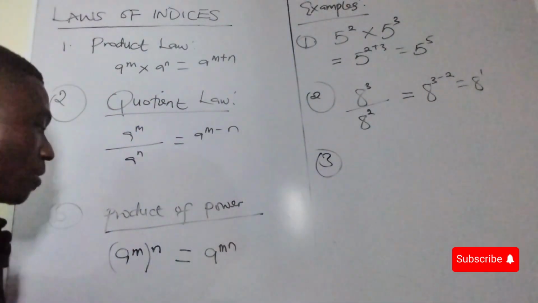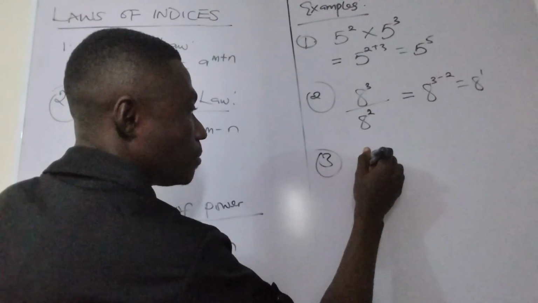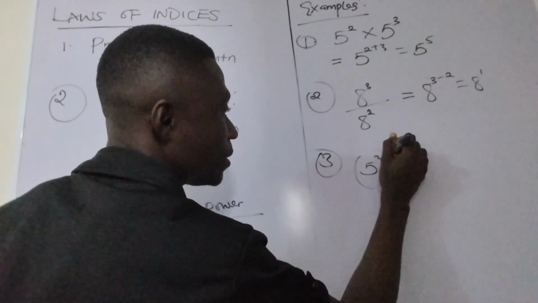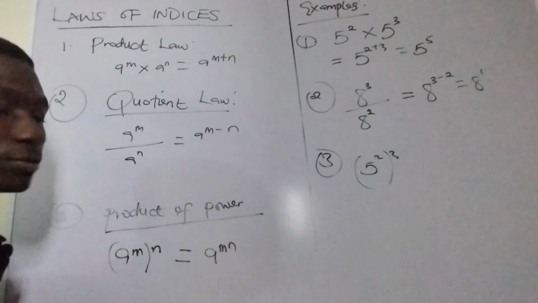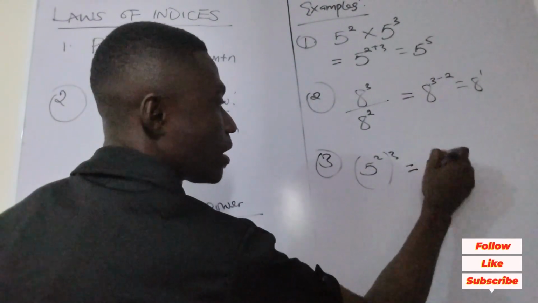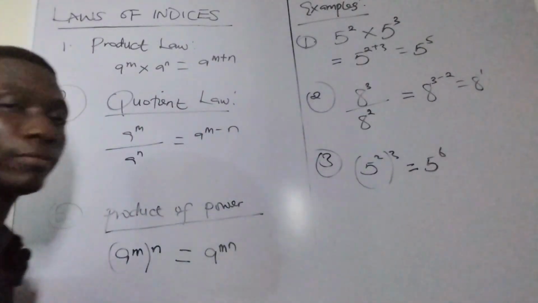Then power of a power states that should we have say 5 to the power of 2, then you have say 3 outside. So this law says that the powers can just multiply. So this can give us 5 to the power of 6.